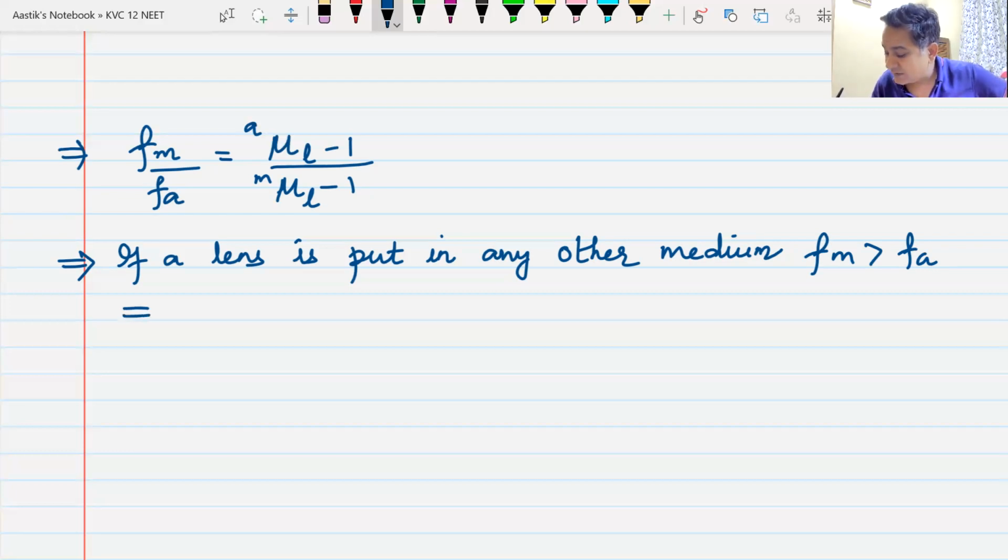This also implies that the power of the lens will decrease. So they can ask you this question in terms of focal length of the lens increasing or decreasing. They can ask you in terms of power of the lens increasing or decreasing. Do we understand this? Understood, sir. Okay.